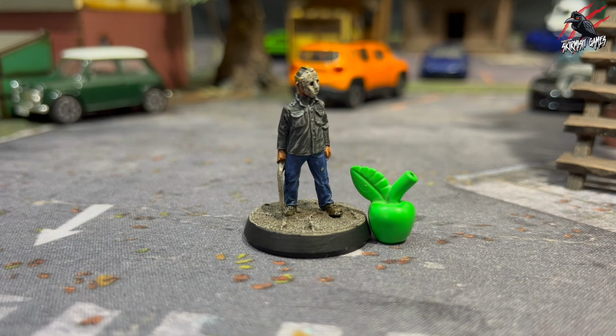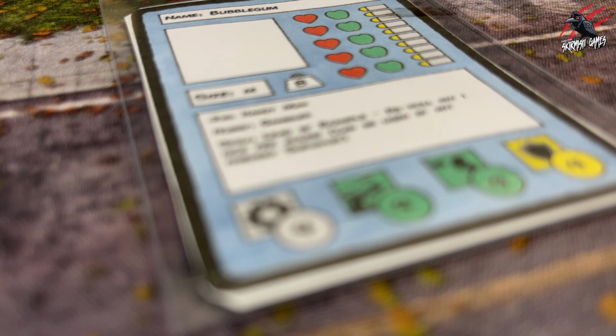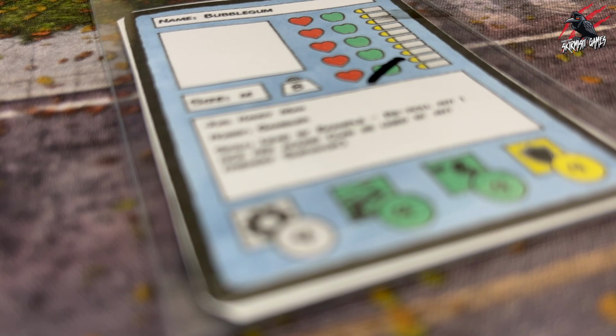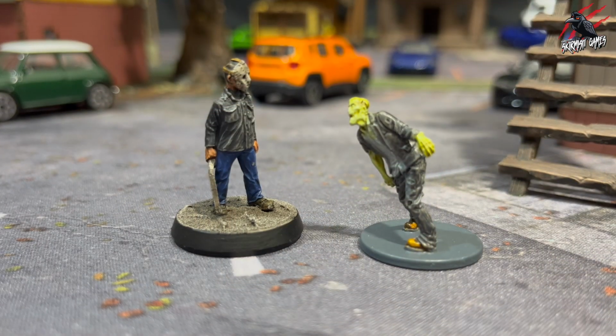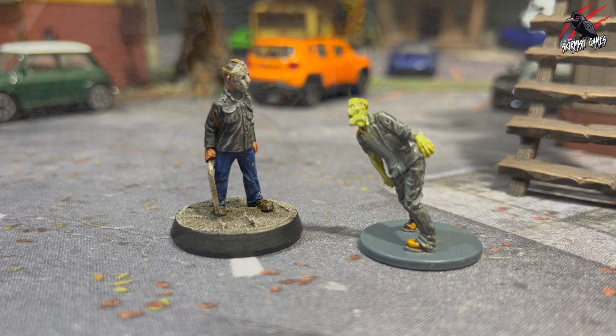Each time a reaction is declared, the reacting survivor loses 1 apple. If they have no apples remaining, they cannot carry out the reaction. A survivor can make a reaction even if they've already activated that round, but can only make 1 reaction against each NPC or enemy per round.